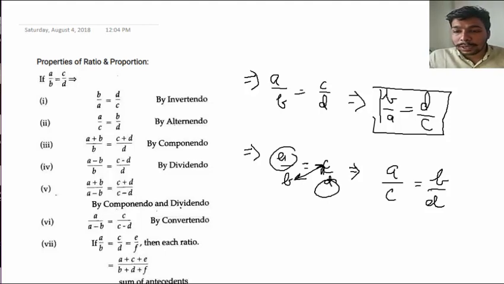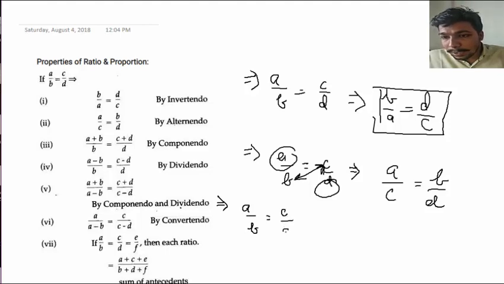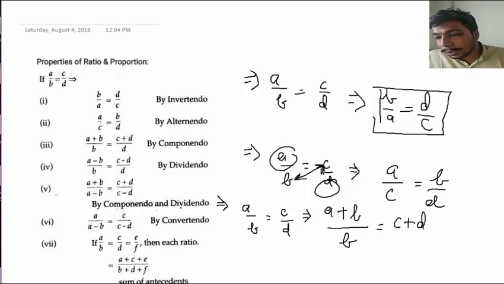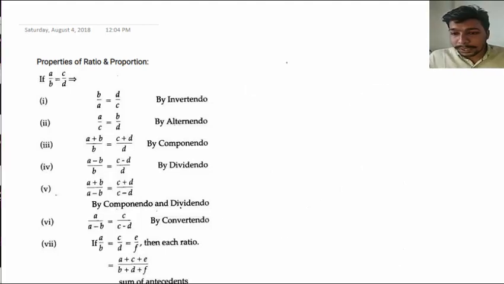Okay, now componendo. So what is componendo? Again we have ratios A by B and C by D. So in componendo we are adding denominators to the numerator. Okay, and denominator remains as it is. For example, here we have A, so we are adding B to it and B remains as it is, as well as C, so we are adding D to it and D remains as it is. So this is componendo.